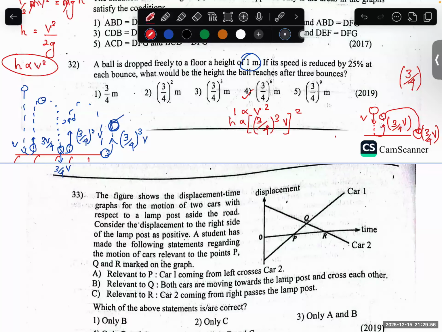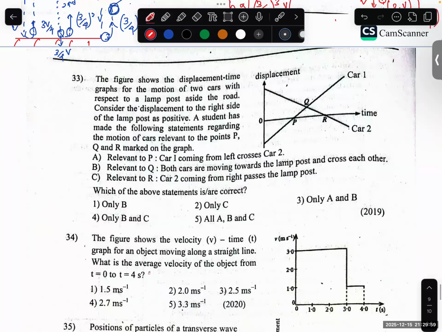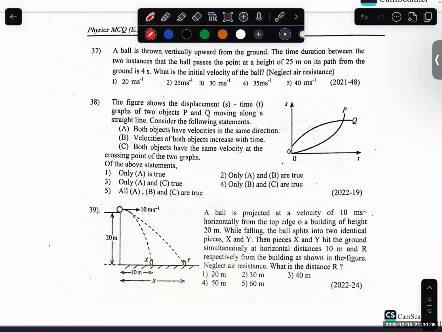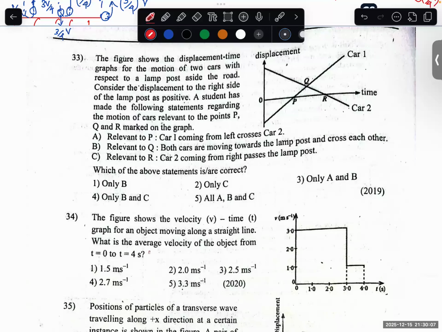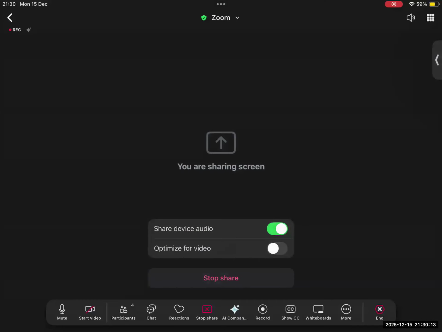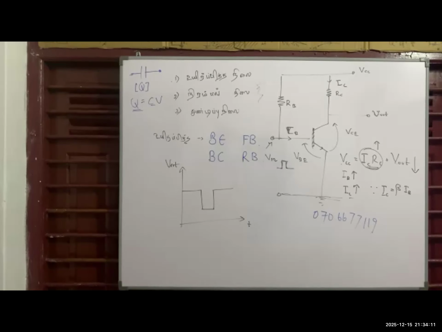Okay. Next question. I'd like to explain this on the whiteboard. Okay. We will switch to the whiteboard now. For the rest of the questions, you have to give me 5 minutes. Is the board clear for you? Yes, sir. All right. So I will erase.